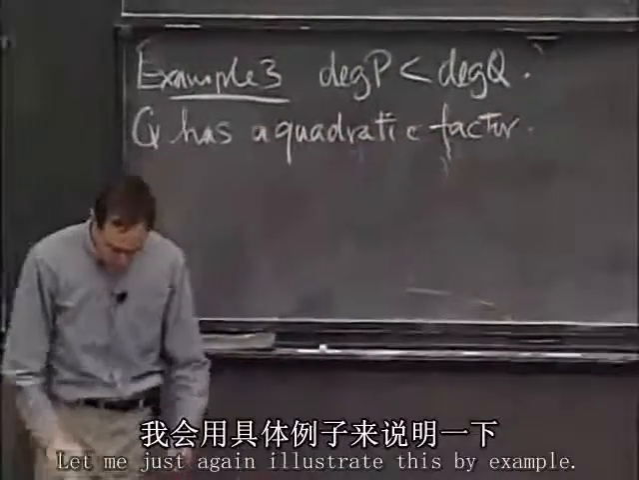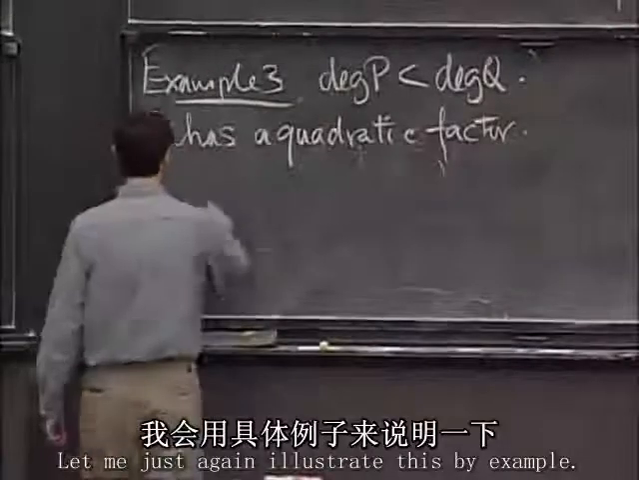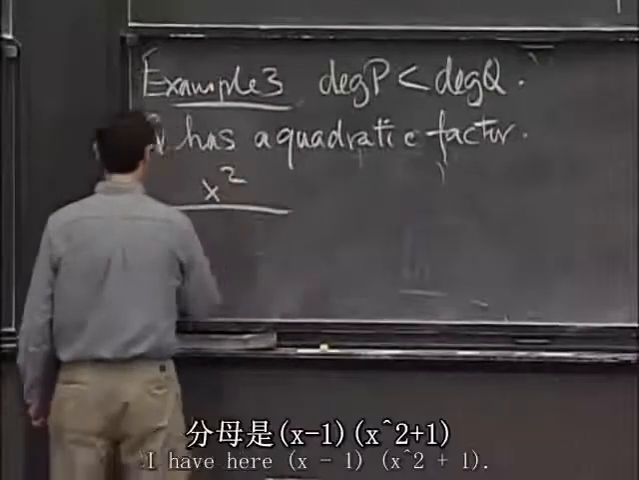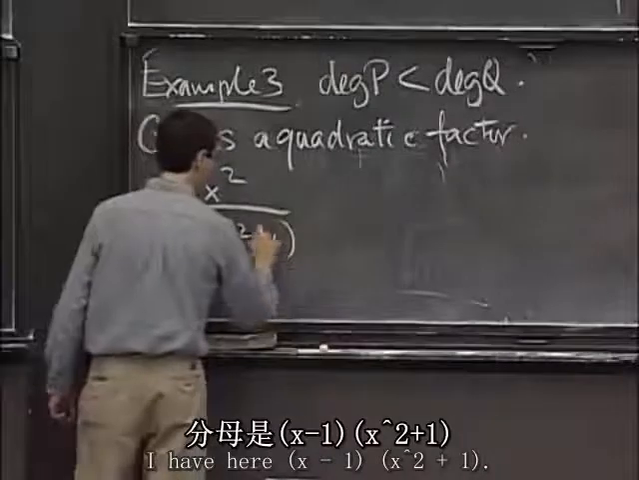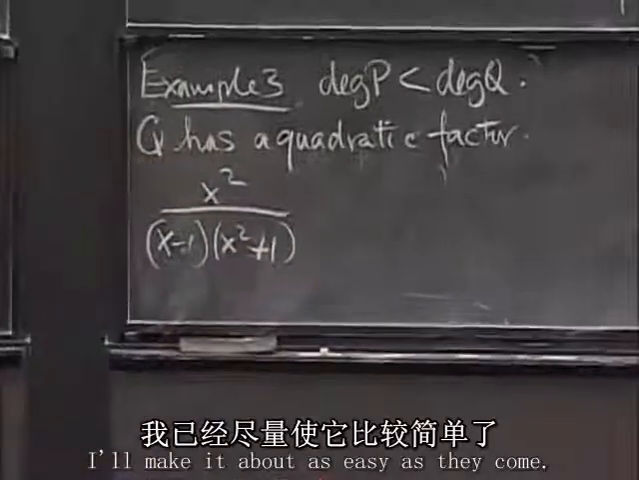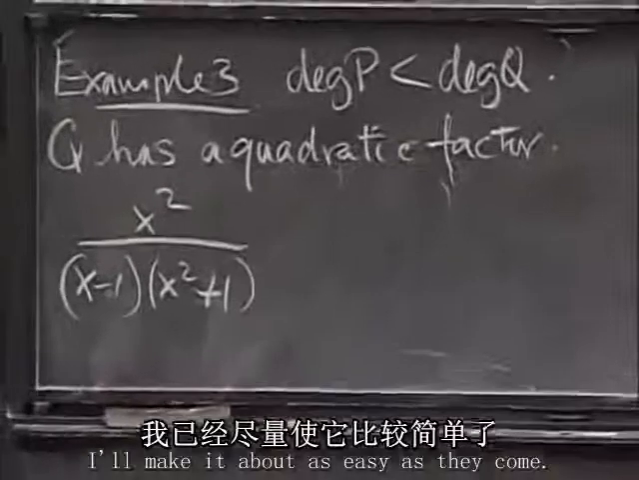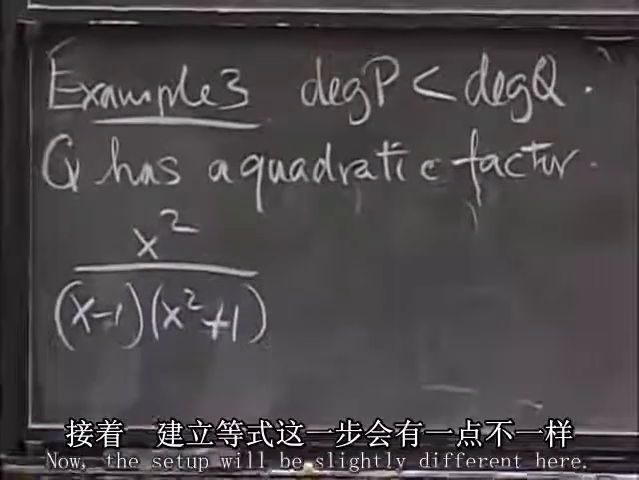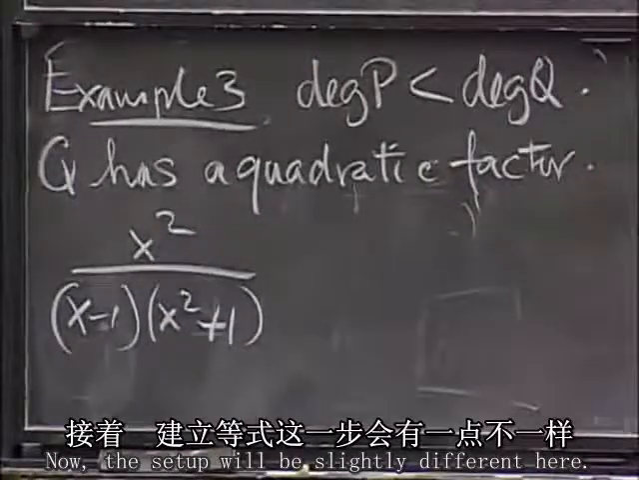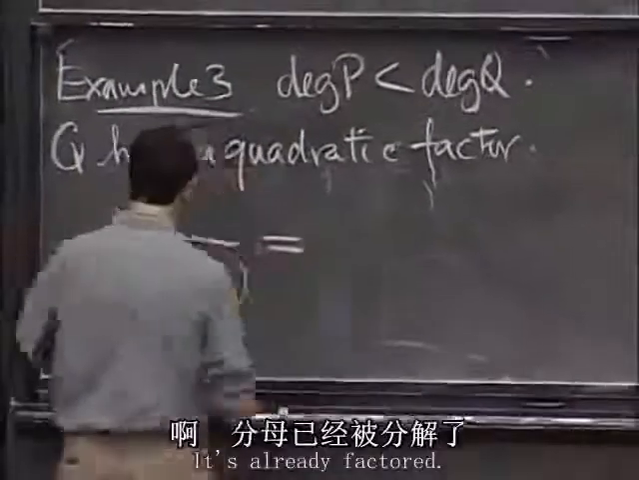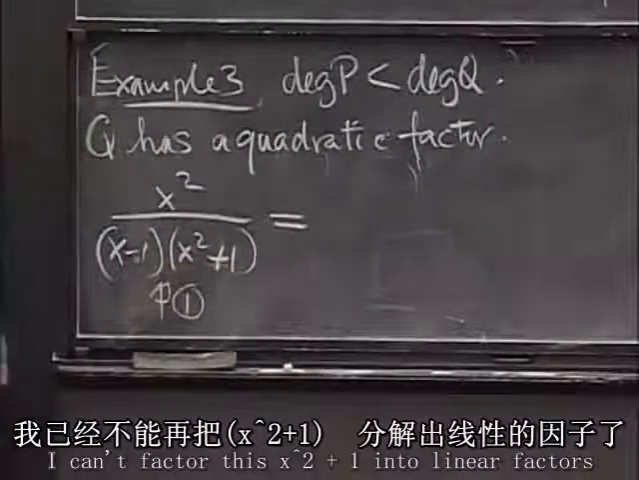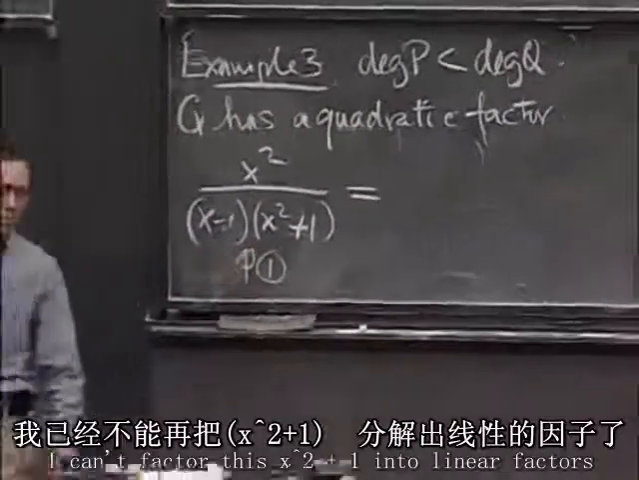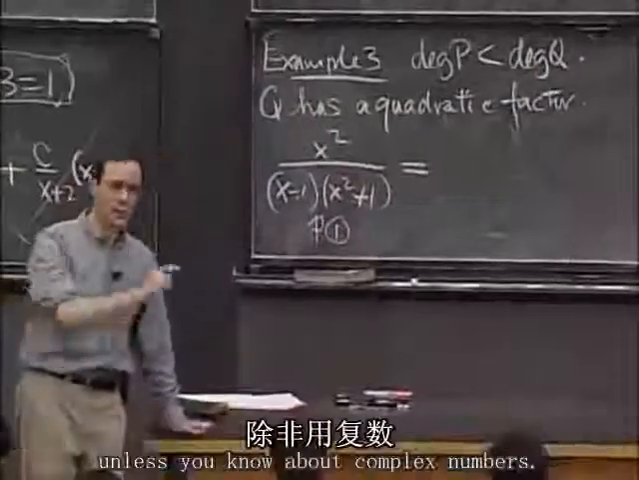Let me just, again, illustrate this by example. I have here x minus 1, x squared plus 1. I'll make it about as easy as they come. Now, the setup will be slightly different here. Here's the setup. It's already factored. I've already done as much as I can do. I can't factor this x squared plus 1 into linear factors unless you know about complex numbers.